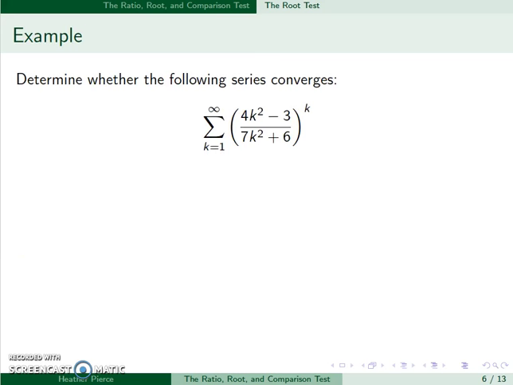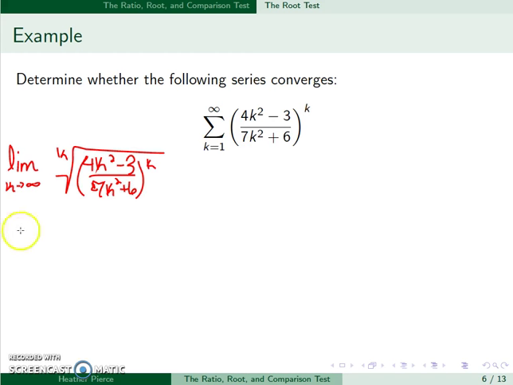So let's determine whether or not this series converges. So I'm going to take the limit as k goes to infinity of the kth root of the terms, 4k squared minus 3 over 7k squared plus 6, all to the kth power. And here my kth power and kth root will cancel each other out.